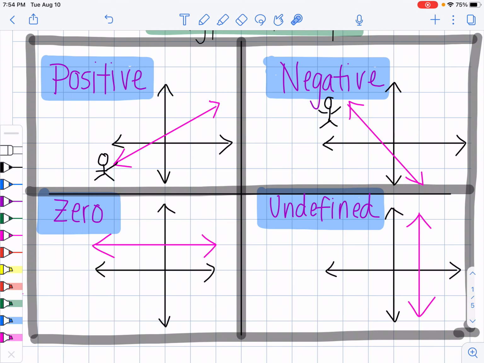Zero slope means I don't have any steepness. It's just a flat line. So zero slope looks like a horizontal line, just like this. And undefined slope means there is no steepness. It's just a literal straight drop. You can think of it like a cliff. It's just a drop straight down. There is no steepness involved. So those are the 4 kinds of slopes that we have.